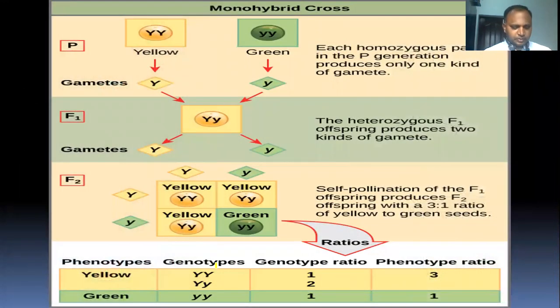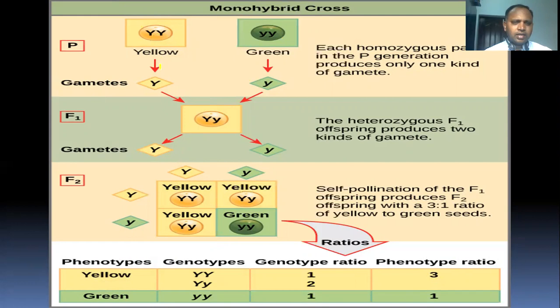And the similar experiment conducted by Mendel. In a previous experiment, we discussed the height of the plant as a character. In that, we selected two contrasting traits: one is tall, another one is dwarf. Here, for this experiment, he selected the color of the seed as a character. In that, he selected two contrasting traits: one is yellow color seeds, another one is green color.